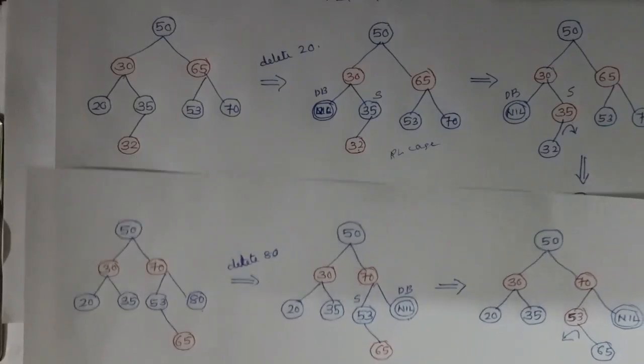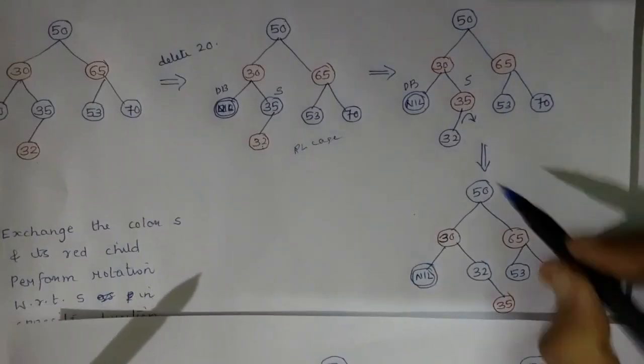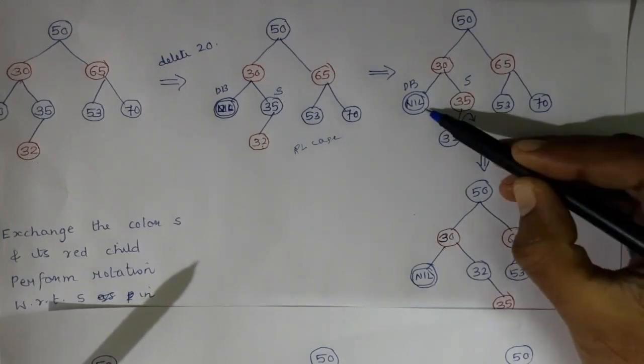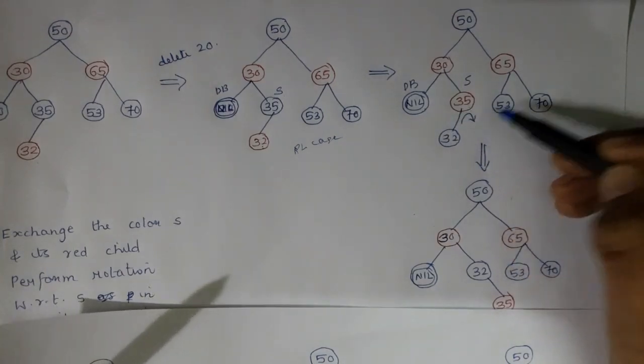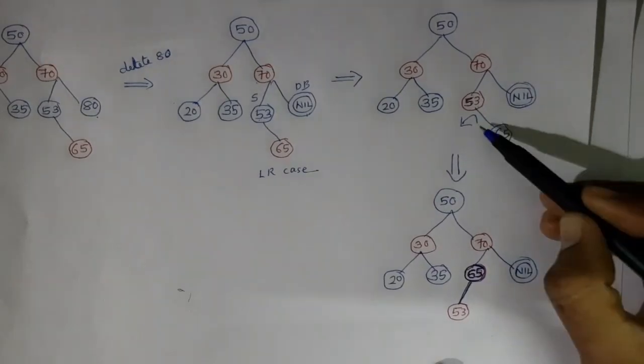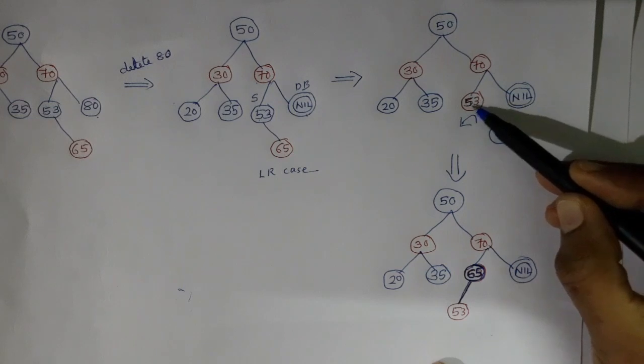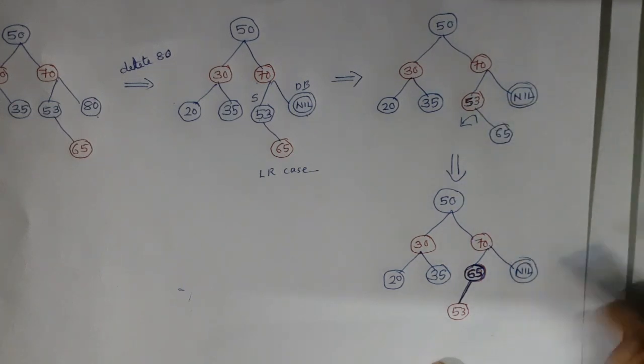In the previous case, we performed right rotation because in that case right rotation was opposite to the double black node. After rotation, our tree is like this. That means pull from here. So 65 moves up and 53 goes down.